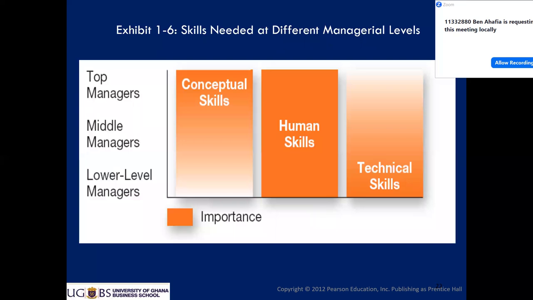Now, we can use the skills to differentiate between managers. But here, at this point, the emphasis is that different levels of managers are required to exhibit more of different skills. So if you look at the lower level or the first line managers, we require them to exhibit more of technical skills.